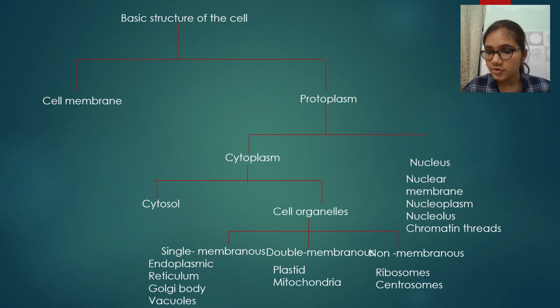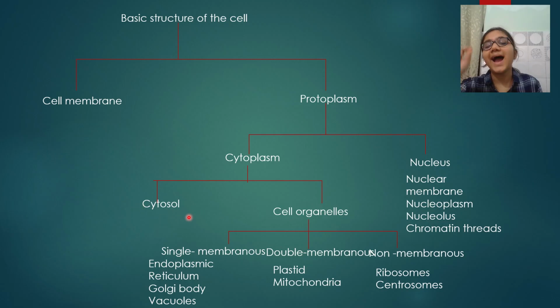Now this is a flow chart of the basic structure of the cell. Very important, listen to it carefully. We have divided the cell into two basic parts: the cell membrane and the protoplasm. We have divided the protoplasm further into two parts, the cytoplasm and the nucleus. Cytoplasm we have divided into cytosol and the cell organelles.